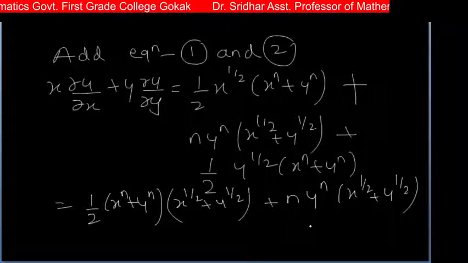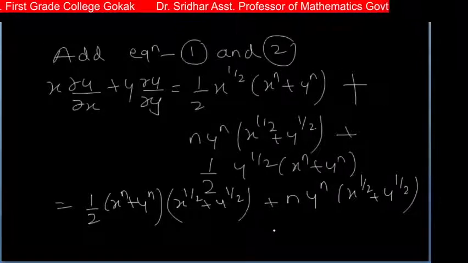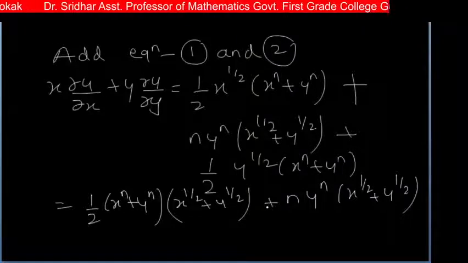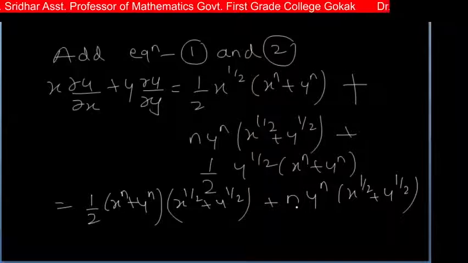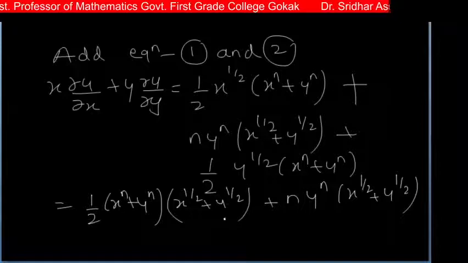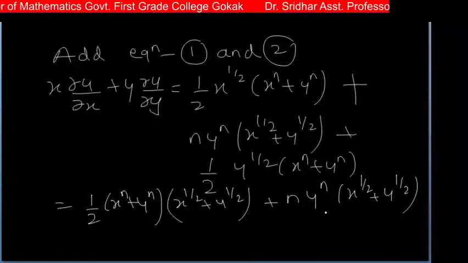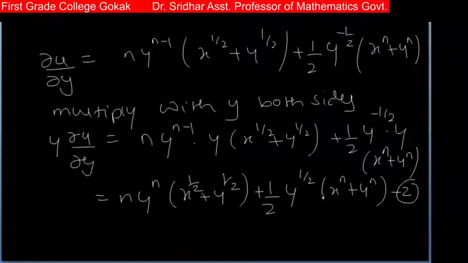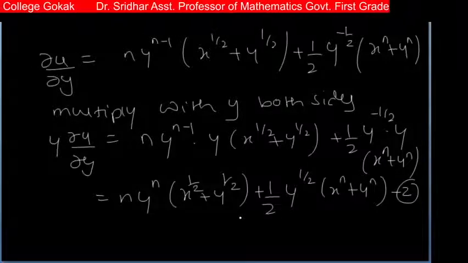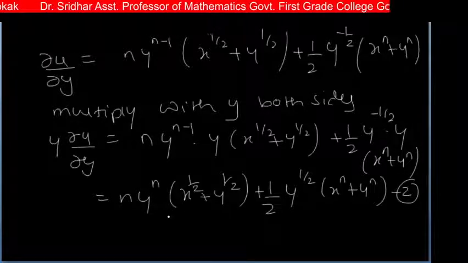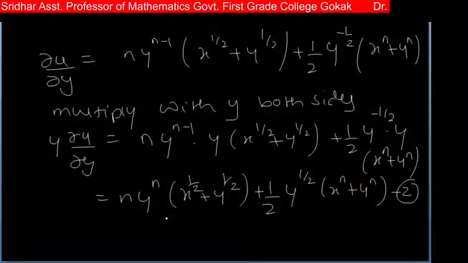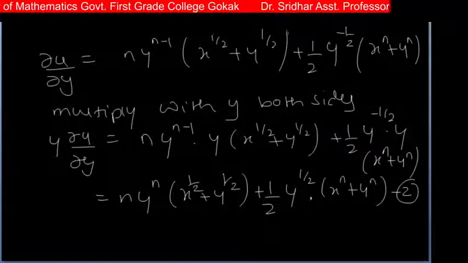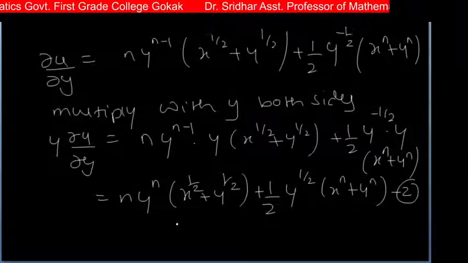Okay, so taking that common, we get... here one more term, I think we forgot one more term here. y ∂u/∂y is equal to n into y raised to n, into x raised to 1 by 2 plus y raised to 1 by 2, plus 1 by 2 into x raised to n plus y raised to n, correct now. Okay, so now this is correct.